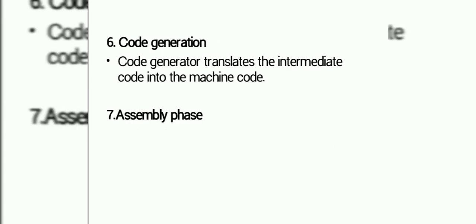Sixth, code generation. It takes the optimized intermediate code as input and maps it to the target machine language. It is the process by which a code generator converts some intermediate representation of source code into machine code that can be executed by a machine.